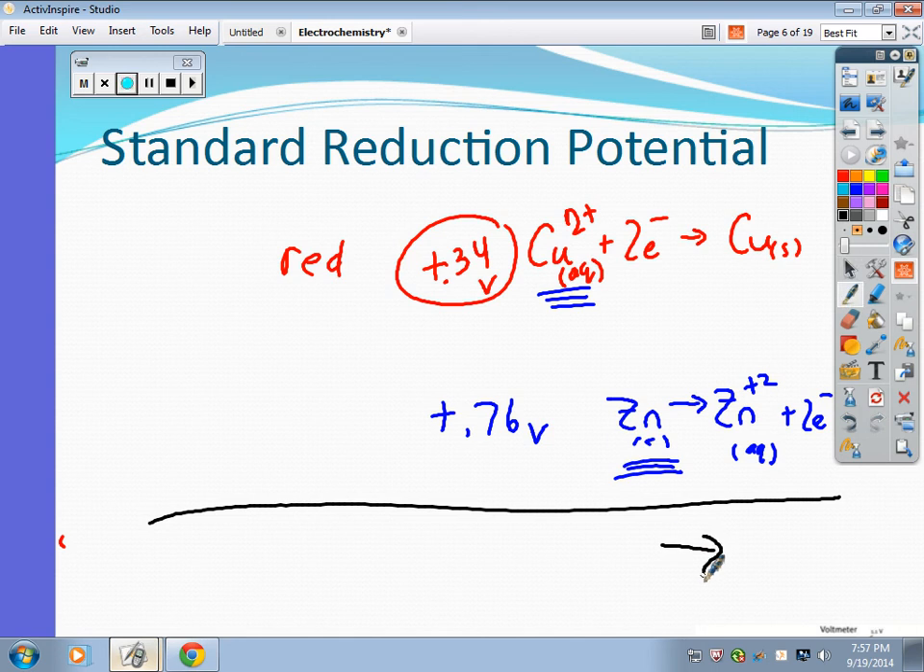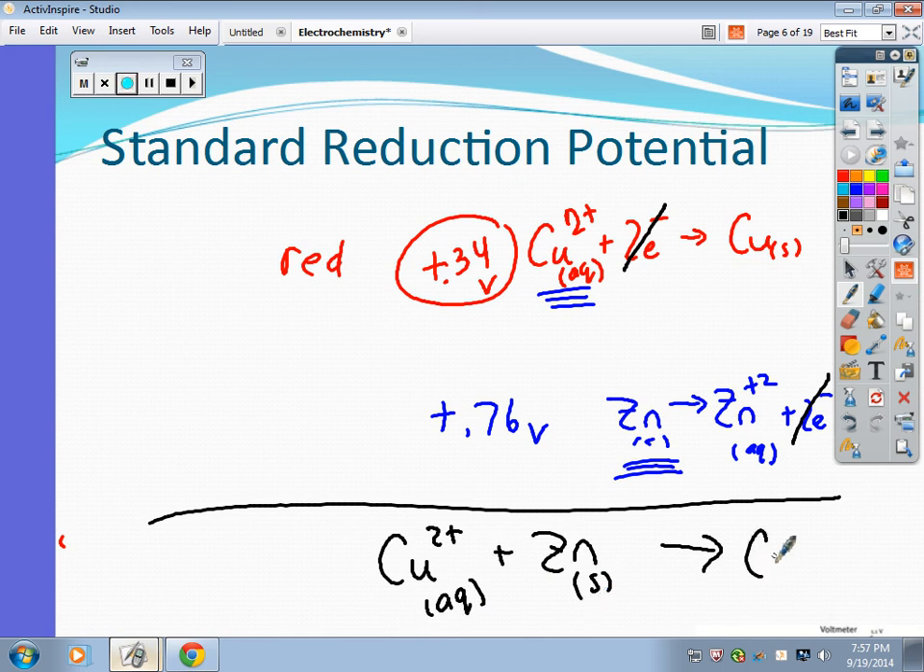And my electrons that I start with, I also end up with. So they're not part of my reaction whatsoever. But what do I have going on? I have copper 2+ aqueous. All I'm doing is adding these up. And zinc solid. And what's happening to them? Well, copper solid, it doesn't matter which order you write it in, is here, and zinc 2+ is here. Did you see that? So I just copied exactly what I wrote down here.